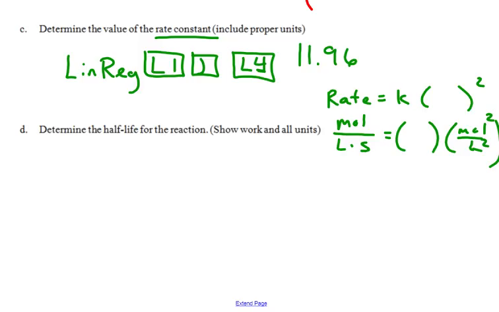This times this equals that, right? So I need time there. And then in this case, what do I need to get rid of? I need to get rid of one of these, right? Because there's only one of these. That's why I need liters over moles here.